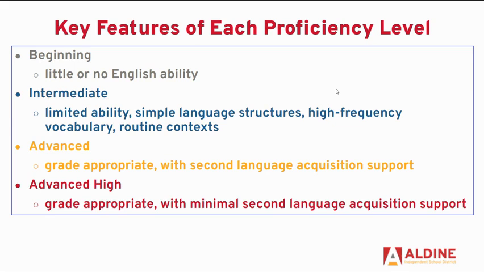Advanced students are able to engage in grade level academic instruction in English, although ongoing second language acquisition support is needed to help them understand and use grade level appropriate language. These students function beyond the level of simple, routinely used English. Advanced high students have attained the command of English that enables them, with minimal second language acquisition support, to engage in regular all English academic instruction at their grade level.